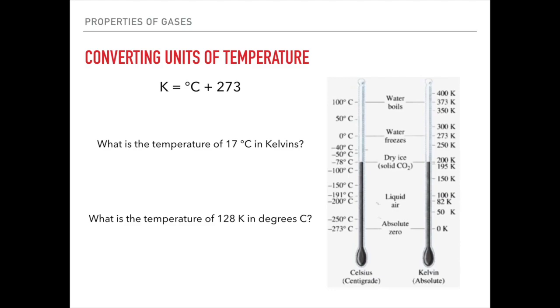If you look at the next problem, we see that we're trying to get to Celsius. Now, if you look at the equation, if we're adding to get to Kelvin, then to get to Celsius, we would subtract. So we take our 128 kelvins and we subtract that by 273. And when we subtract that, we get negative 145 degrees Celsius.